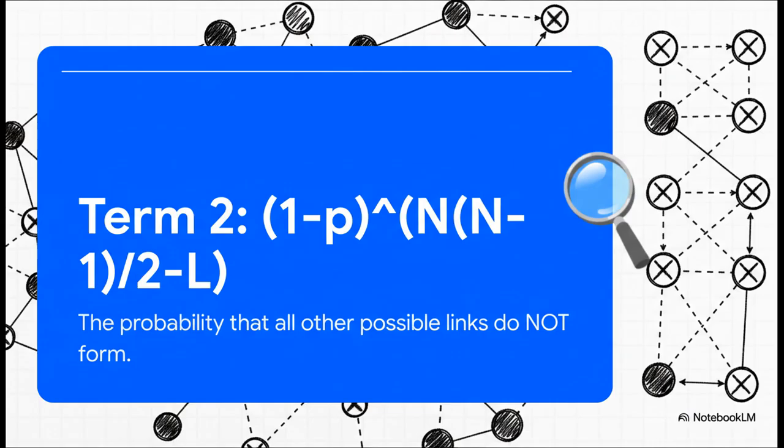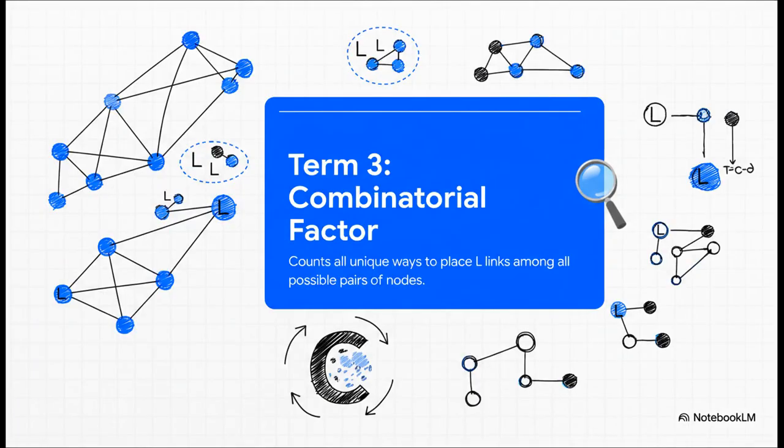Now for the links that didn't happen. The secret here is all in that exponent. So that first part of the exponent, n times n minus 1 divided by 2, is just the total number of possible pairs in the whole network. From that, we subtract L, which is the number of links that did form. So what's left is the exact number of pairs that are not linked. And since the probability of any single link not forming is 1 minus p, we just raise it to that power.